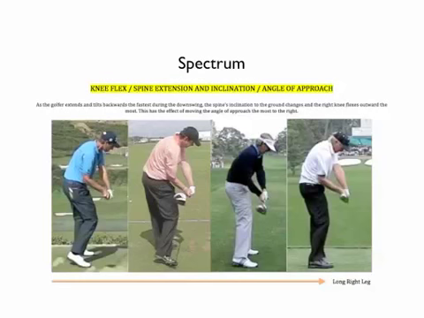Now from left to right we can see that these golfers are all different, so they have a different knee flex, different spine extension, different inclination to the ground, the club shaft isn't in quite the same position, so the angle of approach is going to be slightly different. So looking at these pictures we can start to identify features particular to a given golfer and start to explain how that might have a resultant effect on their ball flight and the shots they're hitting. So this would be a spectrum.